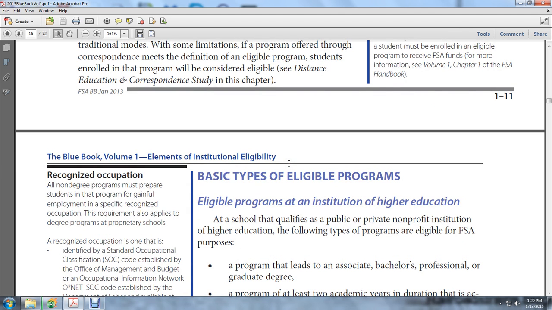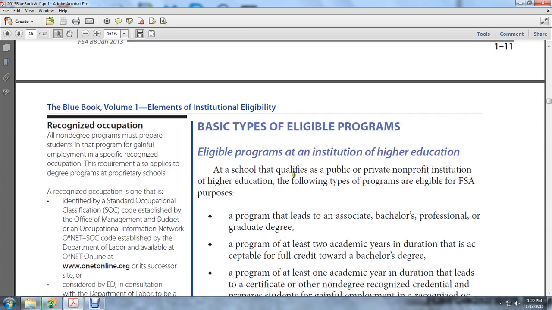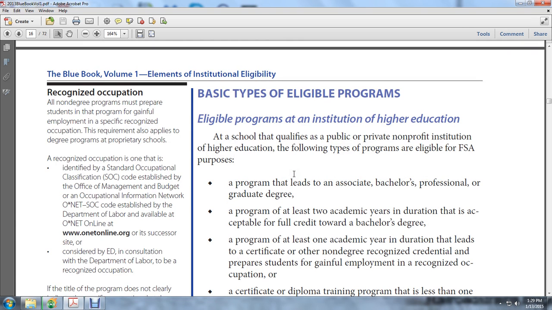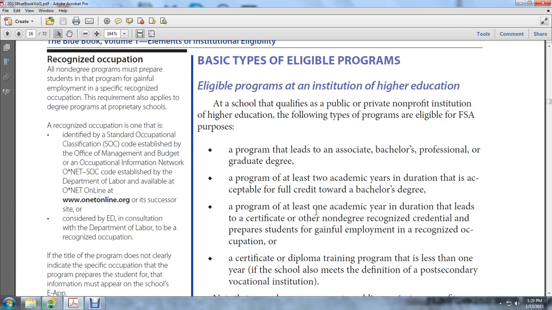Basic types of eligible programs at institutions of higher education. For a school that qualifies as a public, private nonprofit institution of higher education, the following types of programs are eligible for federal student aid purposes: a program that leads to an associate's, bachelor's, professional, or graduate degree; a program that is at least 2 academic years in duration with acceptable full credit toward a bachelor's degree; and a program that is at least 1 academic year in duration that leads to a certificate or other non-degree recognized credential and prepares the student for gainful employment in a recognized occupation.